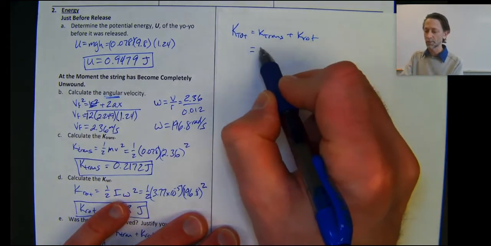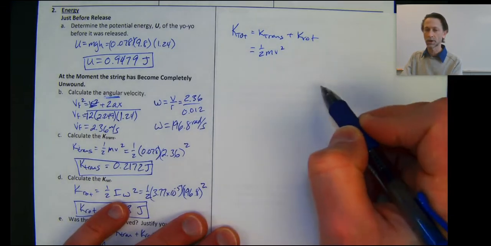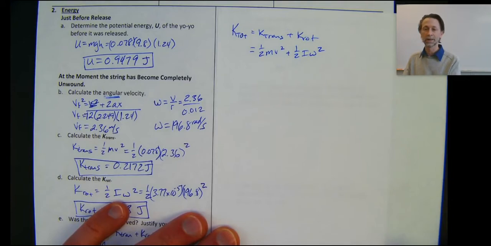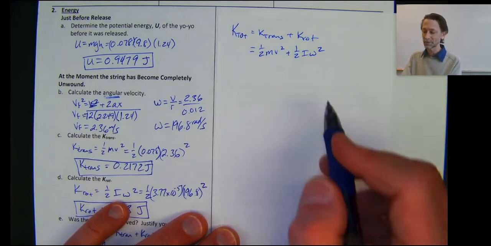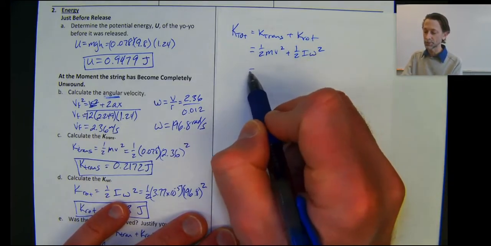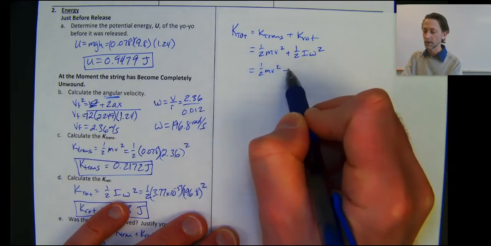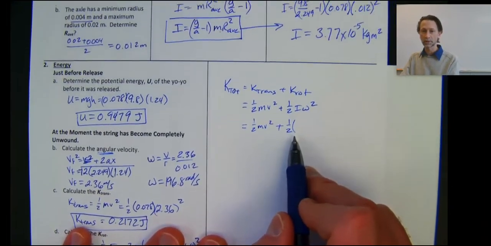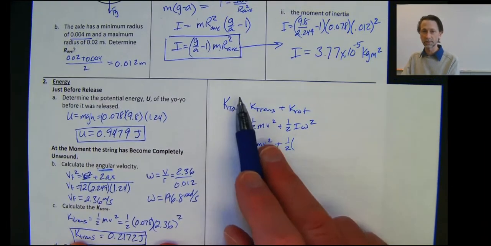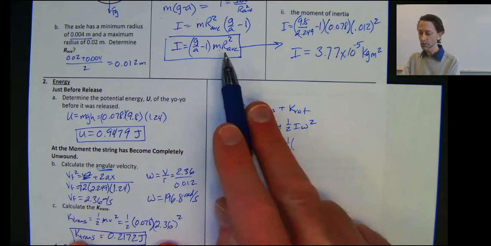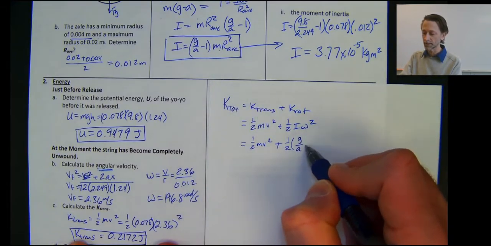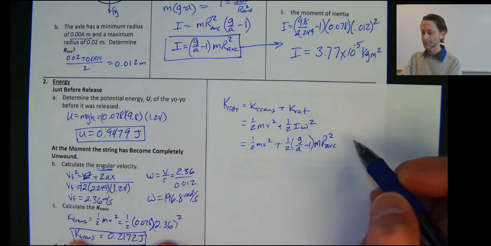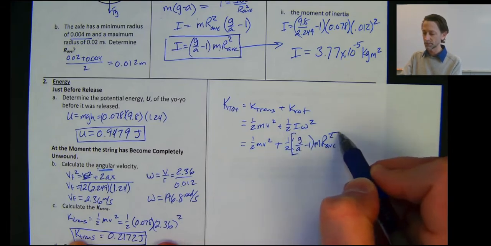And if I do that, remember my translational is 1/2 mv squared. My rotational is going to be that 1/2 I omega squared. And if I'm deriving an equation, I'm not going to plug numbers in. I'm going to keep these as variables. So I'm going to keep this as 1/2 mv squared. I'm going to change this 1/2. Now my I value, remember up here, we found this I value to be what you have here. So I can substitute all of that in, G over A minus 1 times M times R average squared. That's all going to be in for the I.